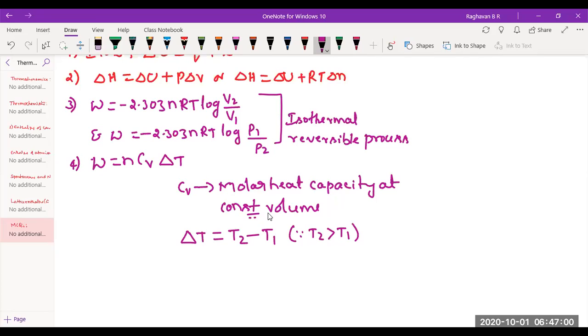And now tell me, in an adiabatic process, when would the final temperature T2 be greater than the initial temperature T1? Anybody? Compression. Very good. So why would the final temperature be greater than the initial temperature during adiabatic compression? Because pressure is directly proportional to temperature.